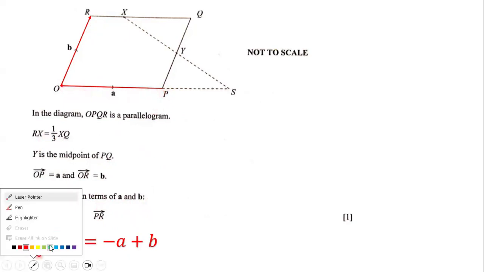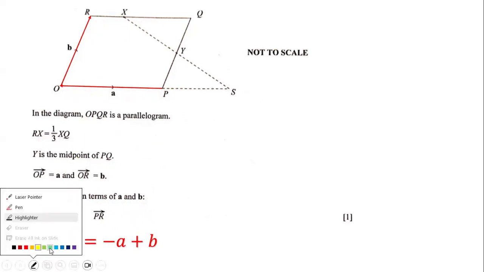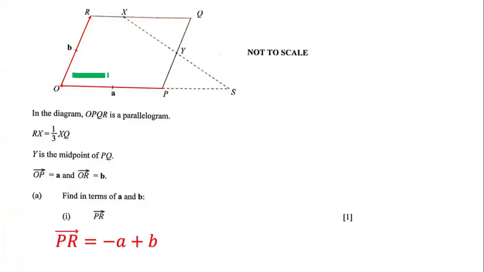Notice that a is going in this direction. That's the direction of a, but we are going from P to O, so we're going in the opposite direction. So it's going to be negative a. That's why we have a negative a.